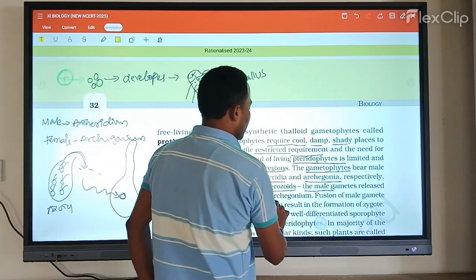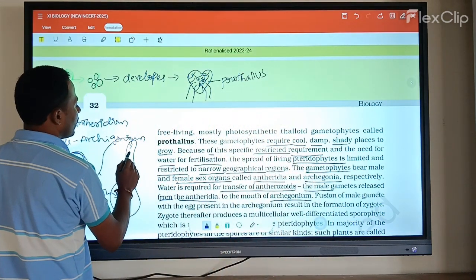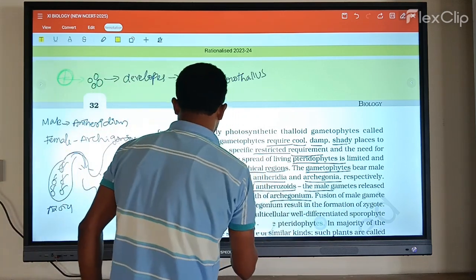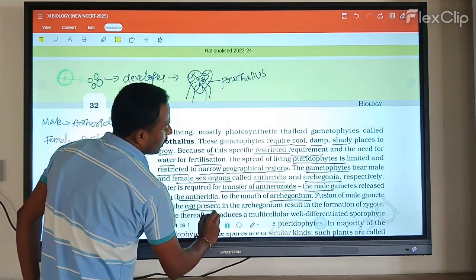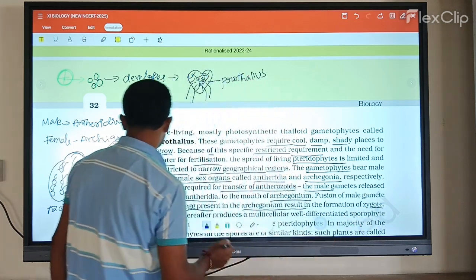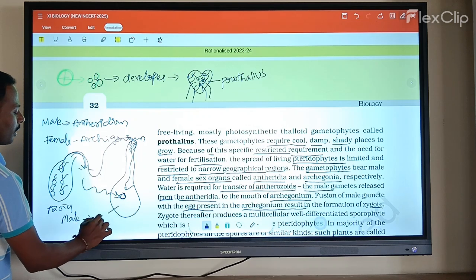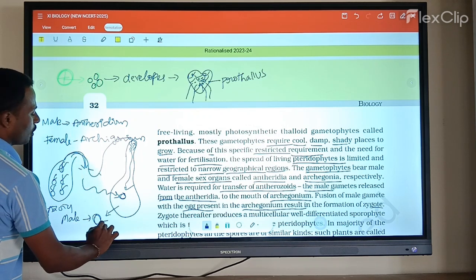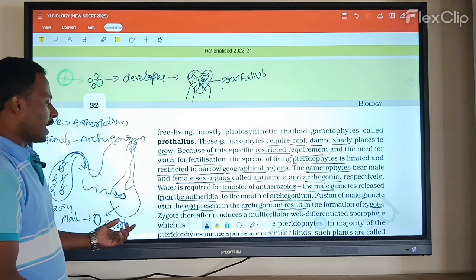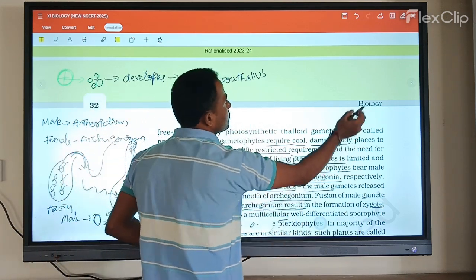They come to the mouth of the archegonium and reach it. Now, the male gamete fuses with the egg present in the archegonium. As a result, the zygote is formed. So the male gamete fuses with the female gamete to form a zygote. This zygote produces a multicellular, well differentiated sporophyte.